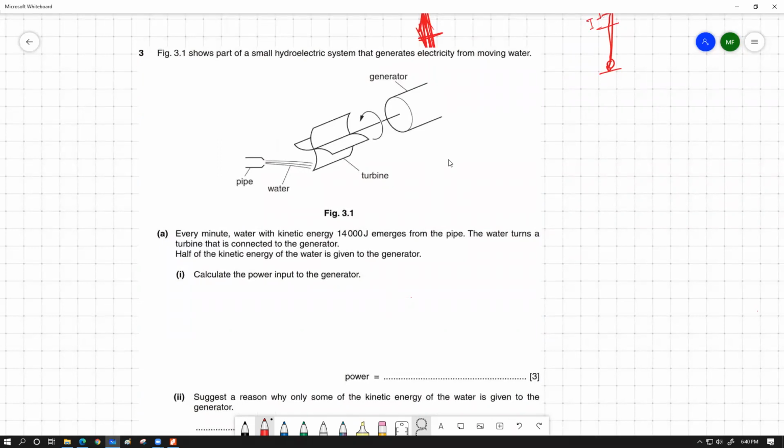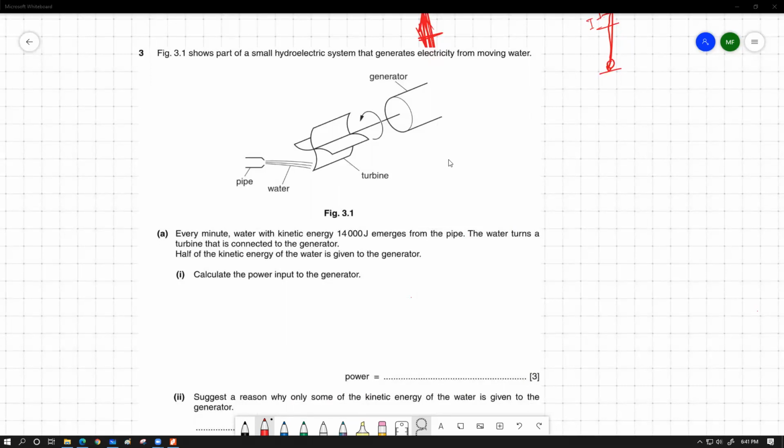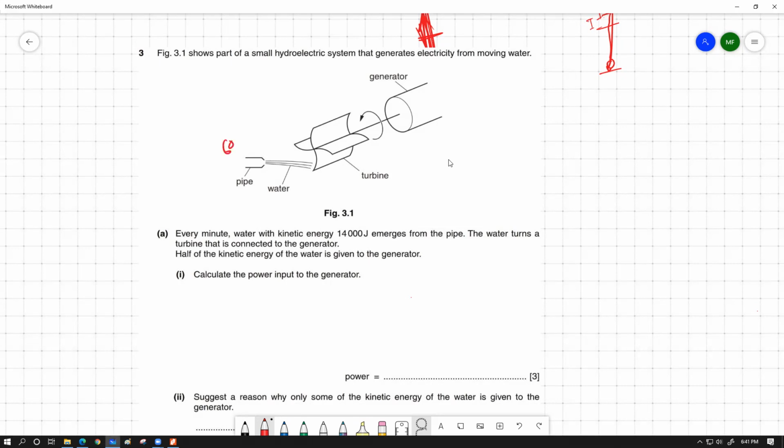You need to read the question and make proper sense of the question. Have a look. I'm using red so that you can very easily figure out which part I'm writing. So the question is saying that every minute, so within a duration of 60 seconds, the amount of kinetic energy that the water is bringing out, that is 14,000 joule. Half of that energy is given to the generator.